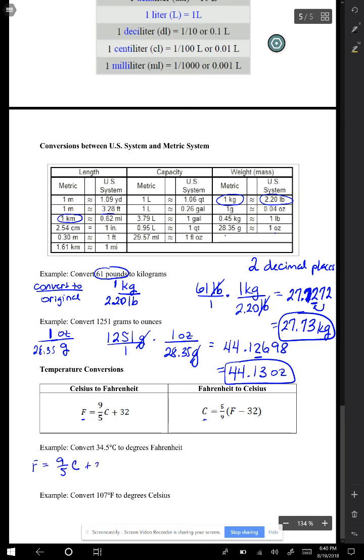9/5 times C plus 32. And all you're going to do is substitute in the degrees Celsius that you were given. So 9/5 times 34.5 plus 32. And when you do that multiplication, again, just use your calculator. This comes to 62.1 plus 32, which would be 94.1, and that would be degrees Fahrenheit.